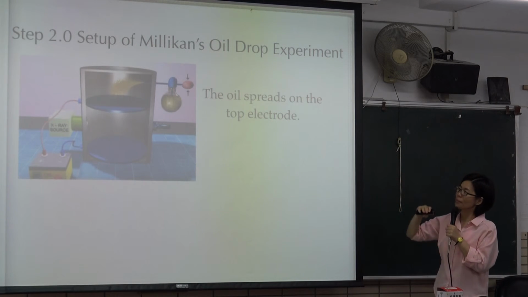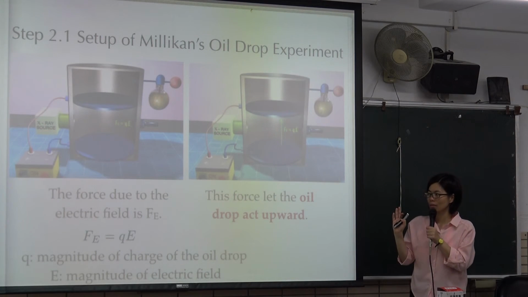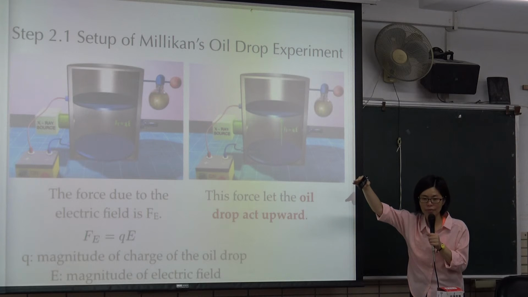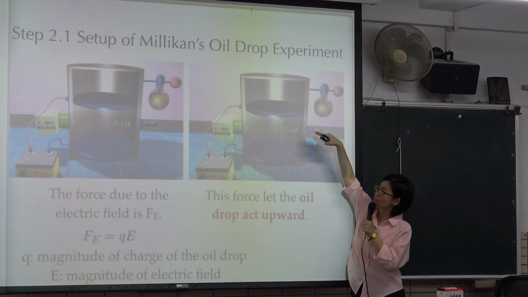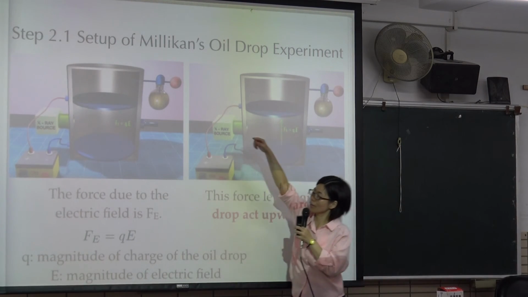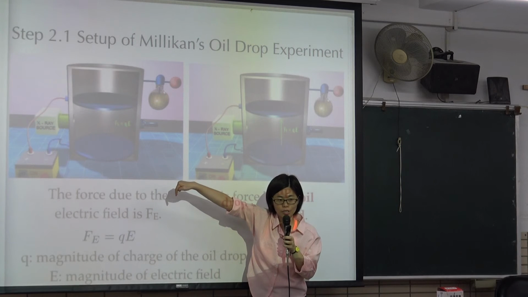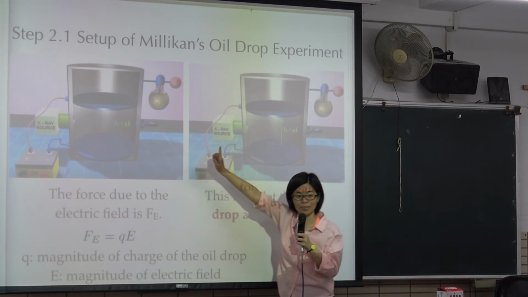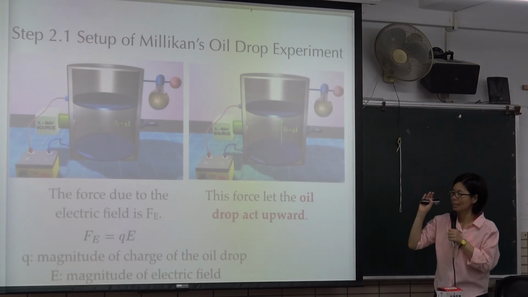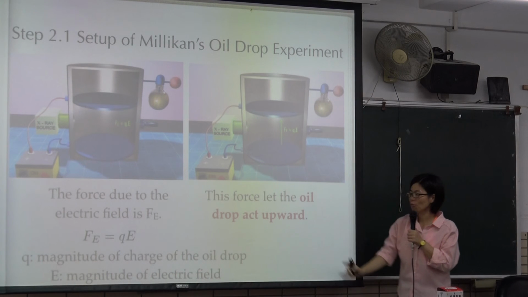Again, the oil is sprayed onto the top electrode, and this time we have electric force. As I said before, the top electrode is connected to the positive terminal of the battery, so it is positive, and the bottom electrode is negative. So we have the electric field from up to down. But because the oil carries negative charge, the oil will go up, not down. So the oil feels the electric force QE, and this force makes the oil go upwards.